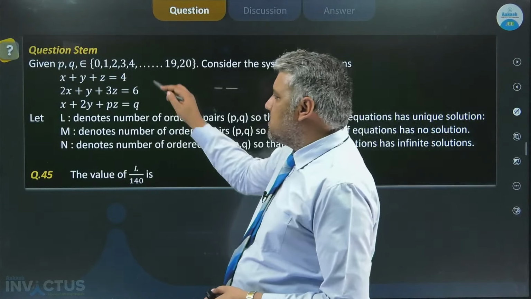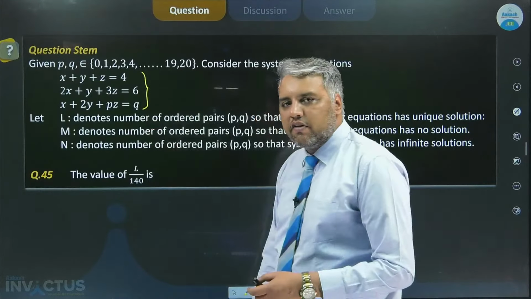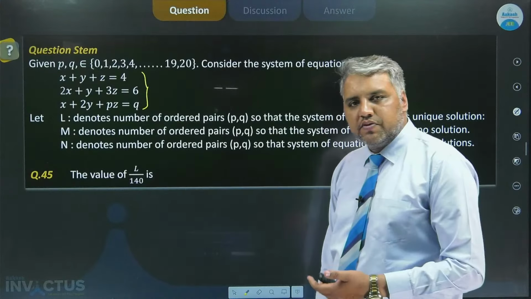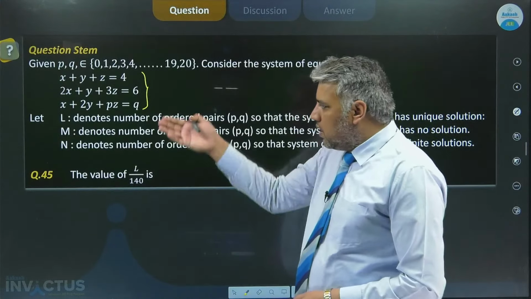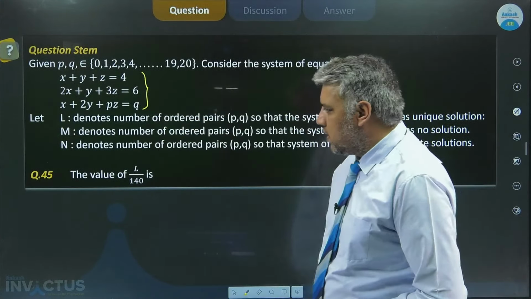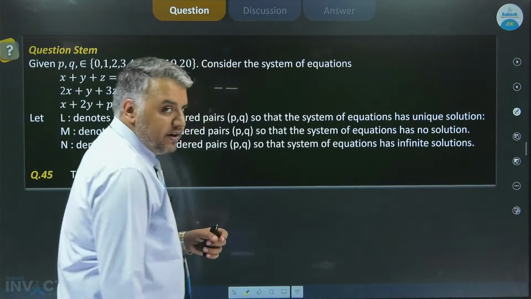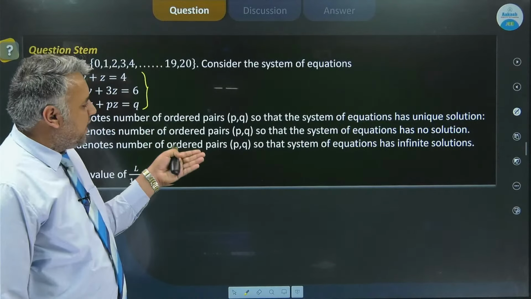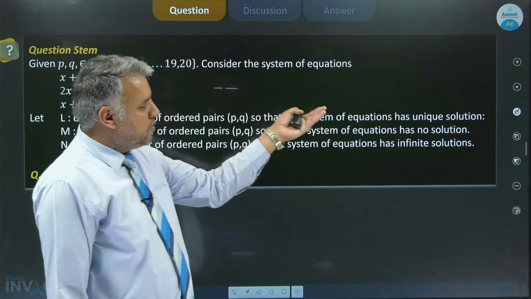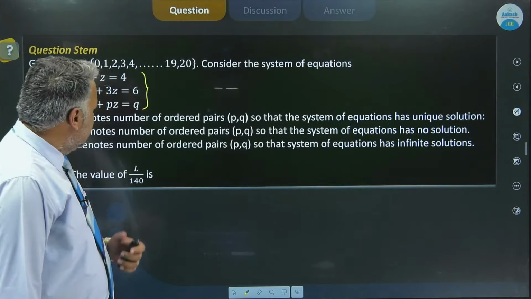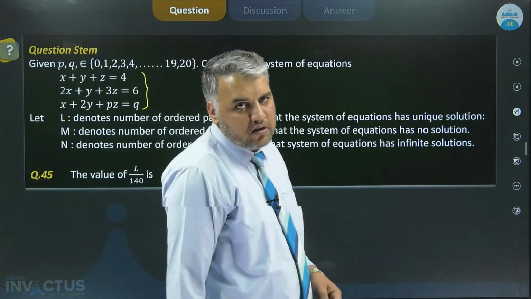Obviously we can comment on the type of solutions of this system, whether it will have a unique solution, infinitely many solutions, or no solution. So on the basis of the type of solutions, L, M, N are defined. That means the number of ordered pairs of P, Q such that the system has a unique solution, or no solution, or infinitely many solutions.